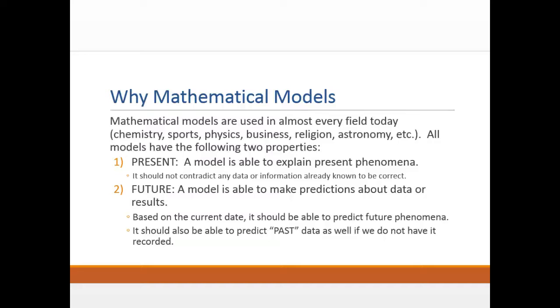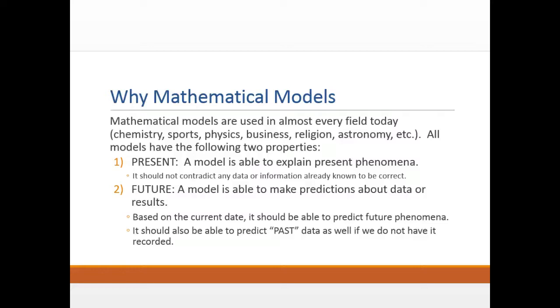So the first question we have to ask ourselves is why mathematical models? Well, mathematical models are used pretty much in every field today, from sports to business to science, technology, astronomy, religion. And regardless of the field, all models have two of the following properties.